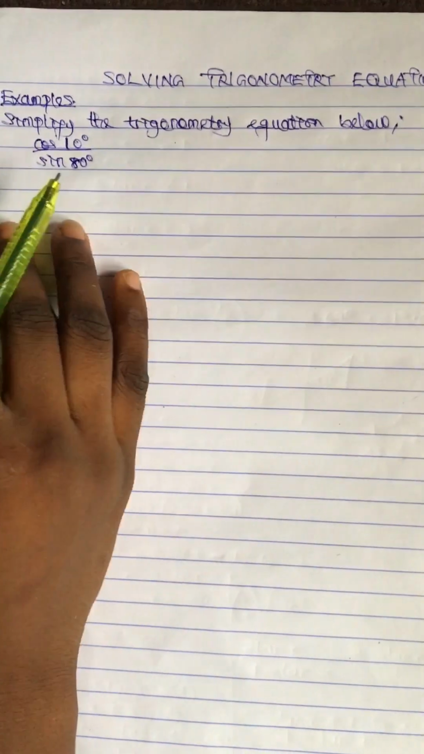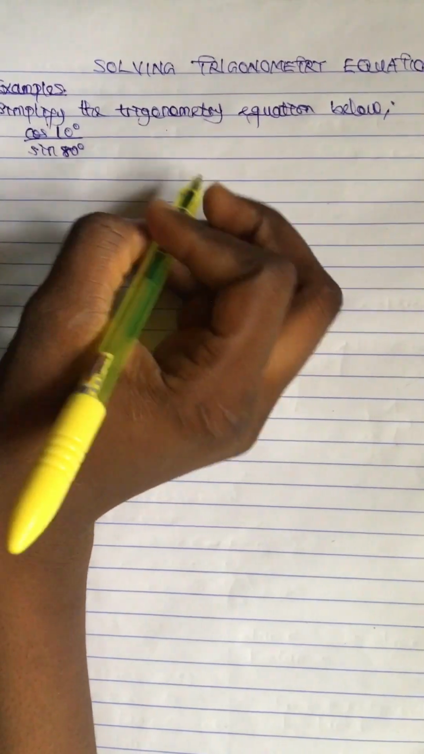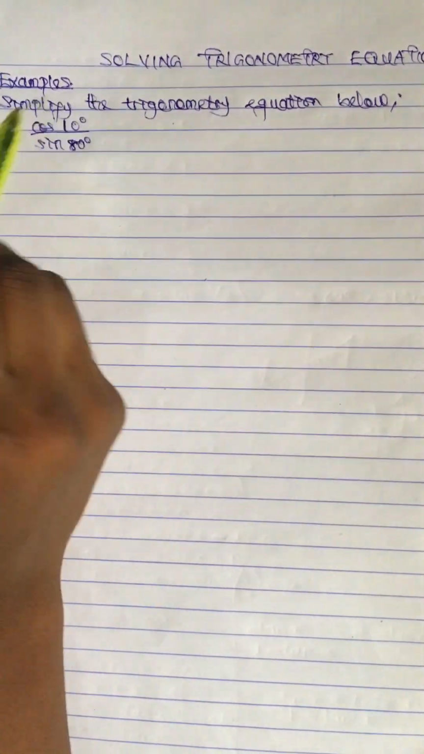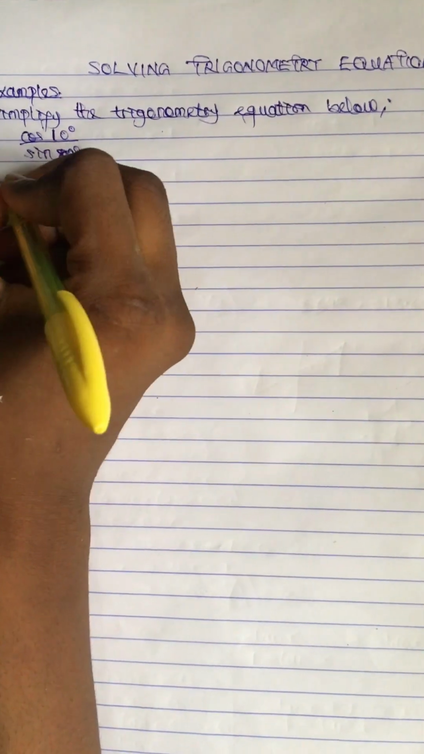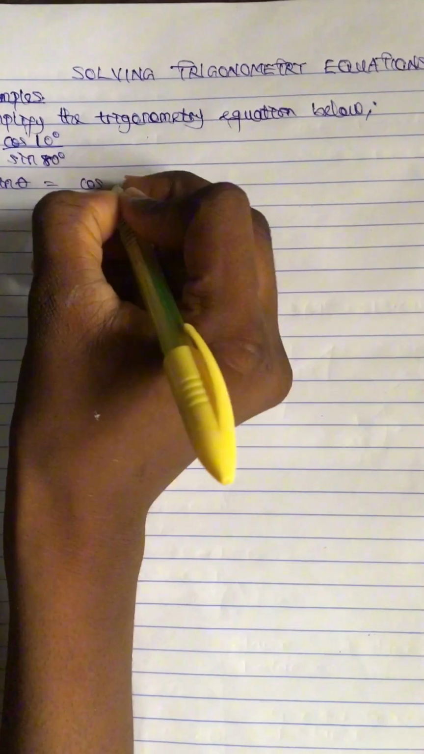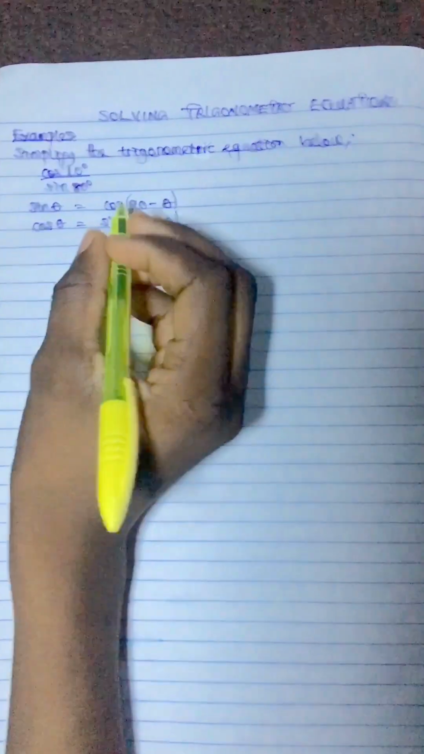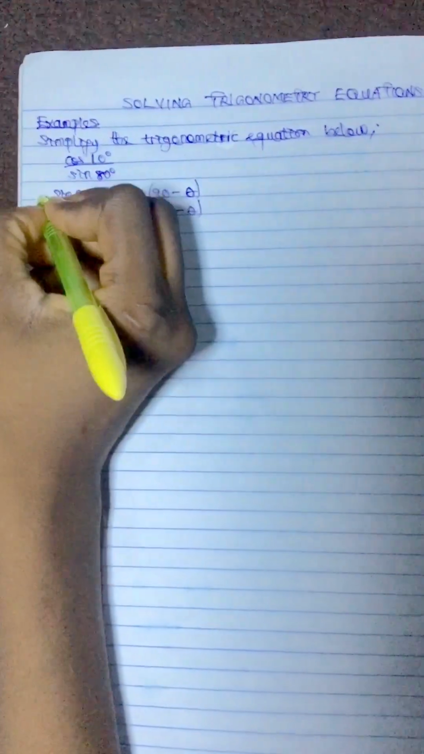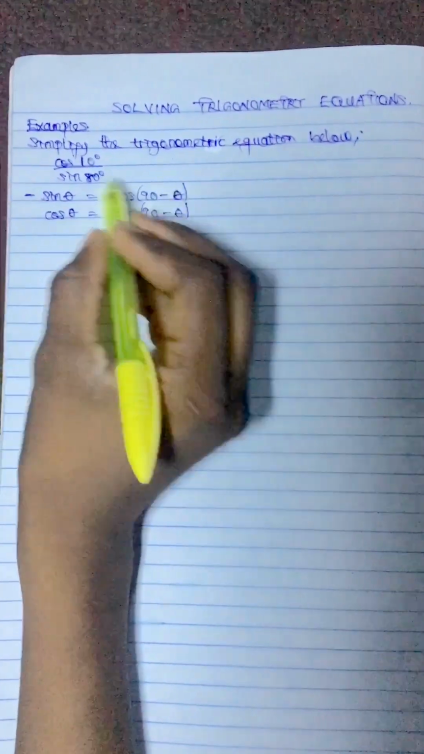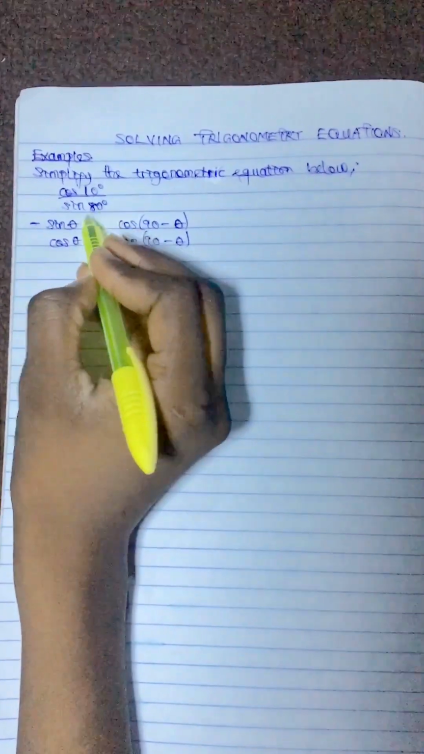in those equations we introduced in the last videos, we have one equation which relates sine and cos together, that is sine theta equals cos of 90 minus theta. So we are going to apply this first one to solve this question. We need to simplify this. We need to express this sine 80 in terms of cos.